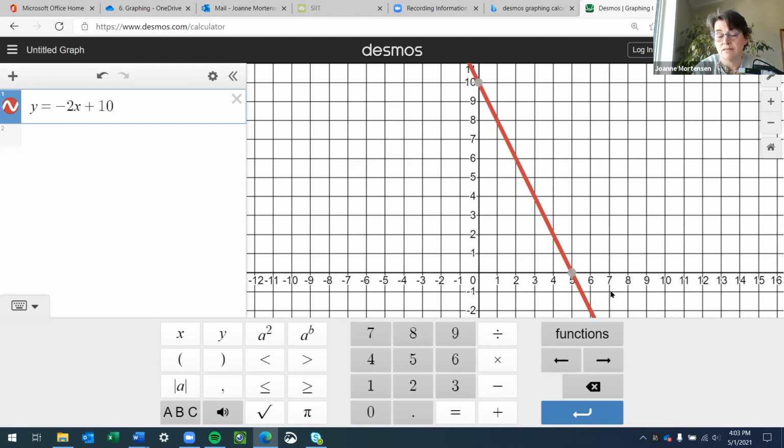I could have also got that by just looking here, because this is an exponent of 1, which makes it odd, and the coefficient is negative. It's going to go downhill. Well, either one is good.